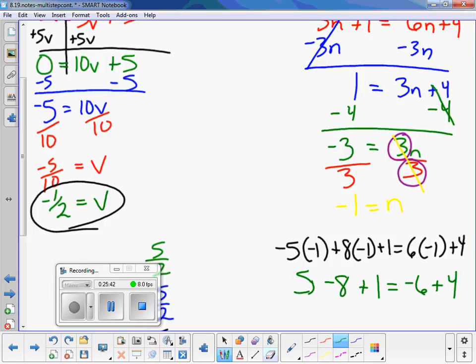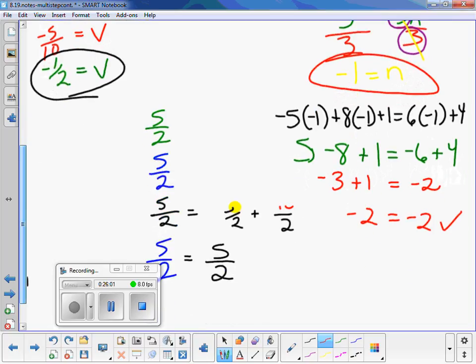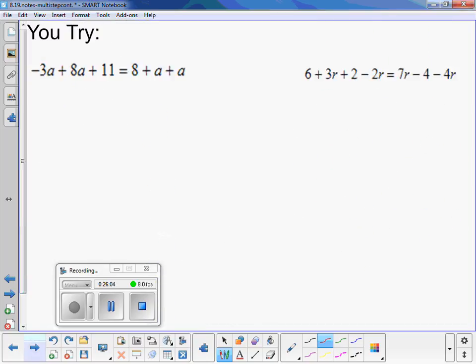Bring down the plus 4. 5 minus 8 is -3 plus 1. -6 plus 4 is -2. And then -3 plus 1 is -2. -2 does equal -2. That means n equals -1 is my answer. Okay? All right, so then here were a few I wanted you to try.